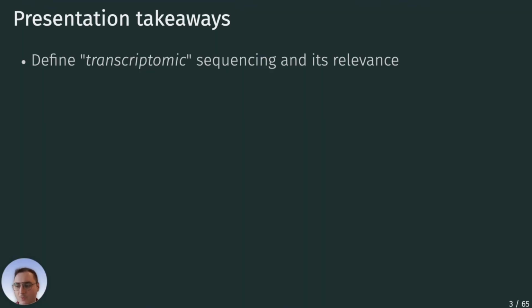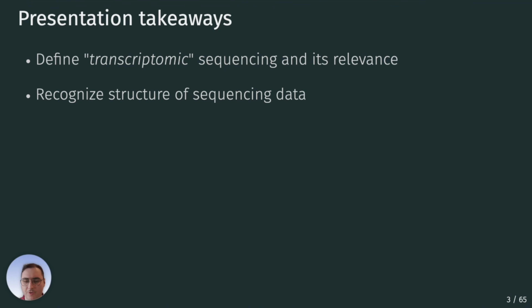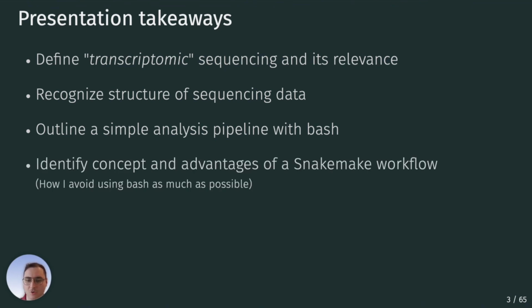Just to have the heads up on what I would like to present here. Of course, for those who have never had the experience to work with sequencing data, I have to give an introduction. What is it like to work with it? What is transcriptomics even all about? I will give you an introduction to the overall structure of sequencing data, how we might be able to analyze it with a simple bash pipeline, for instance, what kind of downsides it might bring, and how Snakemake might address these, or how I like to call it, how I'm trying to avoid using bash as much as possible.